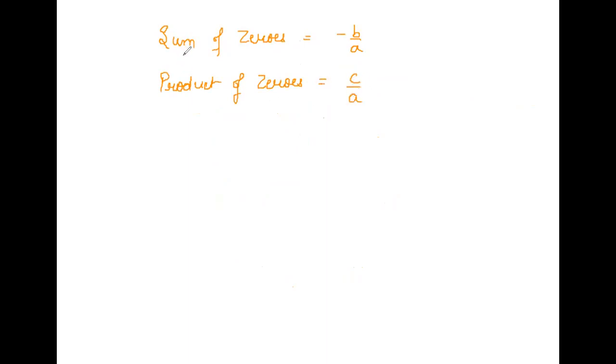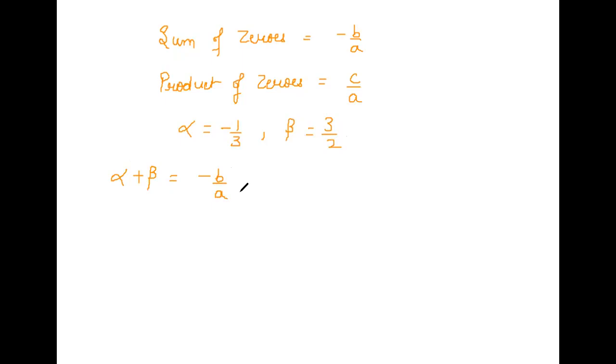And here we know our zeros were, alpha is equal to minus 1 upon 3, and beta is equal to 3 upon 2. And we can put the values, firstly the sum of zeros. Here, the sum of zeros means alpha plus beta, it should be minus of b upon a.